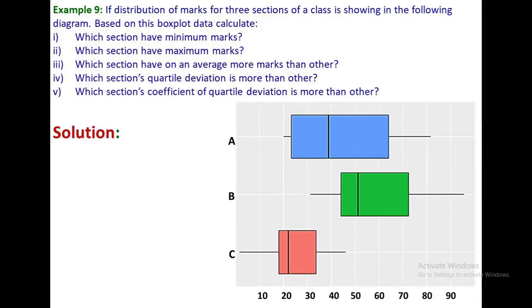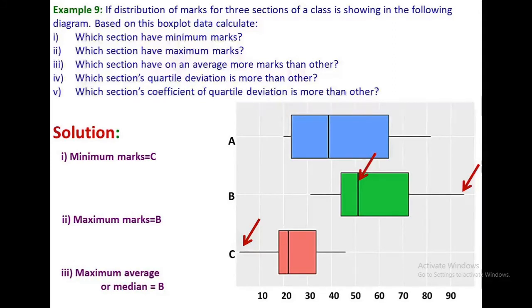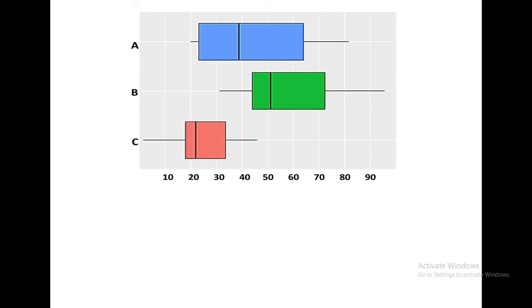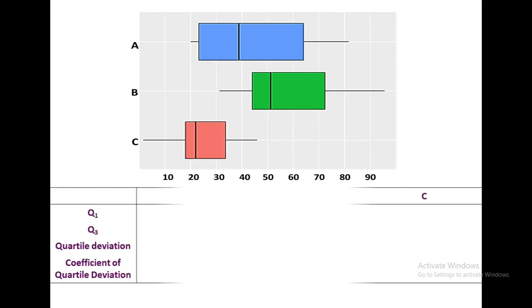With the help of this diagram, we can see that minimum marks is for section C and the maximum marks will be for section B, because the whisker length is minimum in C and the whisker length is maximum in B. And the center line, which shows the median value, we can see that among these 3 sections, the median is maximum for section B. First of all, to calculate quartile deviation and coefficient of quartile deviation, we must know quartile 1 and quartile 3 for these 3 different sections.